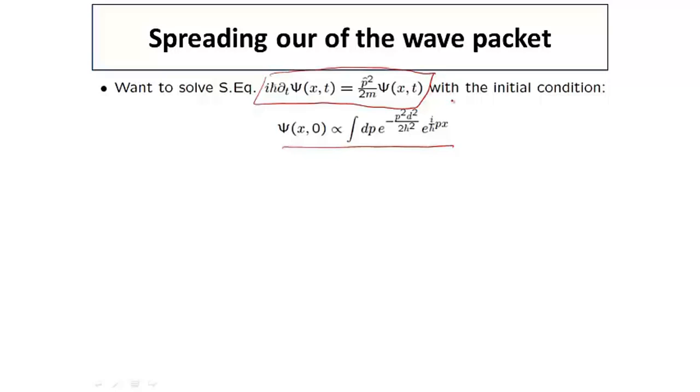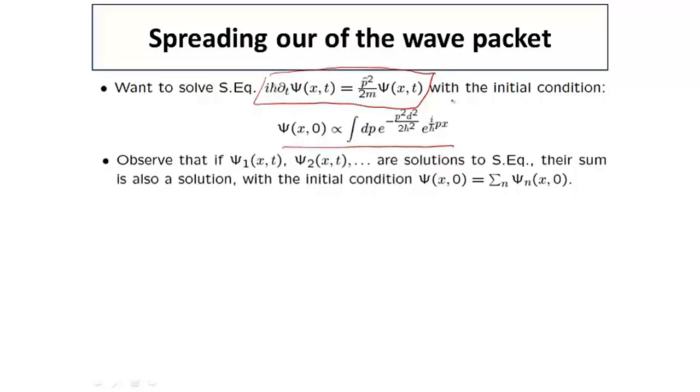Now, in order to write the time-dependent wave function, we need to take into account two simple circumstances. The first circumstance is the fact that the time-dependent Schrödinger equation is a linear equation, which implies that if we have several solutions to this equation, psi1, psi2, psi3, etc., their sum is also a solution, with the initial condition being simply the sum of the corresponding initial conditions.